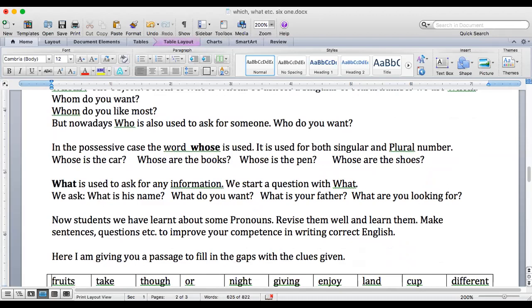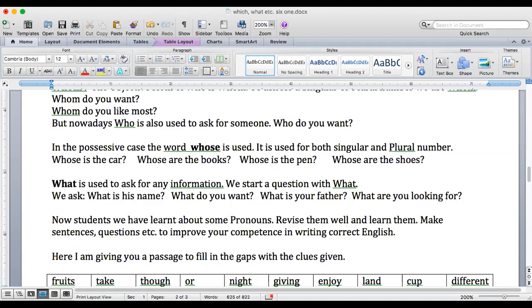So what we have done here, we have learned about pronouns, in general personal pronoun, and we have learned about demonstrative pronoun. We have learned about interrogative pronoun. So these are the different pronouns we have learned today.